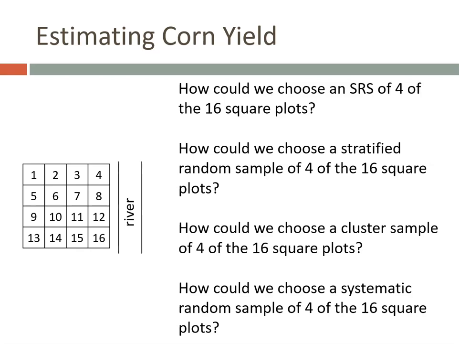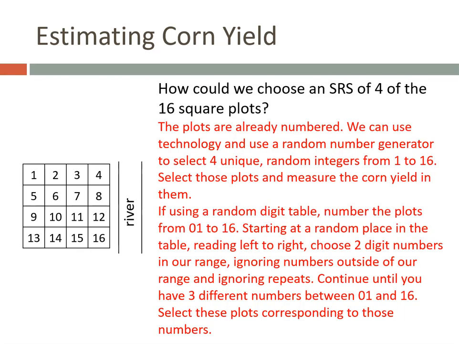So how could we choose a simple random sample of 4 of the 16 square plots? This is actually a pretty wordy thing. You need to be very specific with how you would do this. So here's where we start. The plots are already numbered, so that kind of takes one thing off our plate for us. You can either use technology and use a random number generator, or you could use a random digit table. So if you're going to use technology, you would use a random number generator to select 4 unique random integers between 1 and 16, and then you would select those plots and measure the corn yield in them.